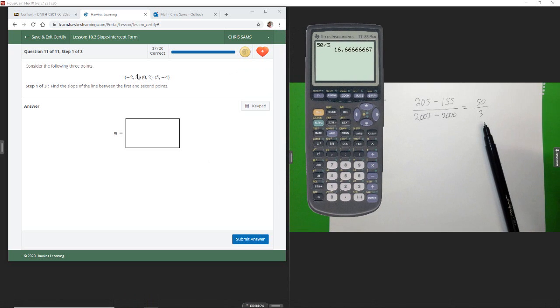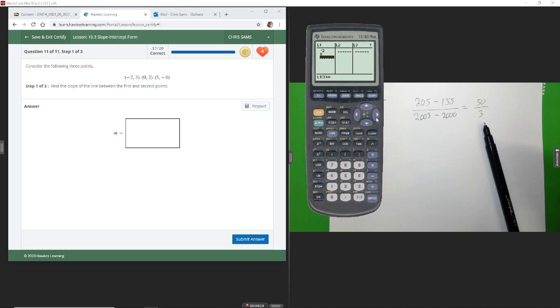So what we're going to do first is go to stat. Stat is right next to this left arrow key. You're going to hit enter on edit, or you can just hit the number 1. And it brings you to the list. So just like a table, we want to find between the first and second point. So I'm only going to list the X values. So the -2 and the 0. So -2, enter. So it goes down to the next line, and then 0. So I've listed the 2 X values for the first and second point.